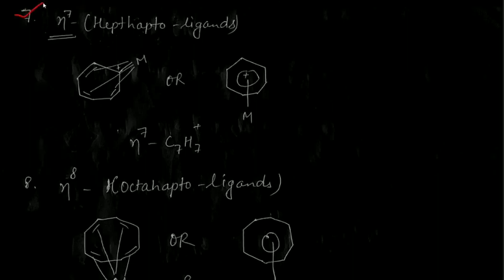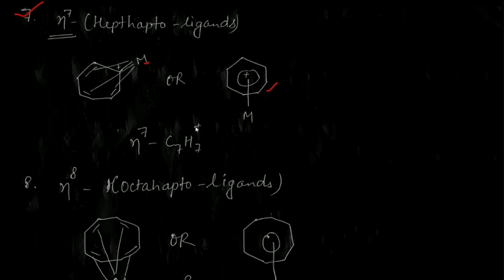Next is eta 7. A heptahapto ligand means a ligand in which 7 donor atoms are directly attached to the metal atom. For example, we have taken the tropylium cation as a ligand in which all 7 carbon atoms are directly attached to this metal M. This is also represented by this ring, and as eta 7 C7H7 positive charge, because this is the tropylium cation.